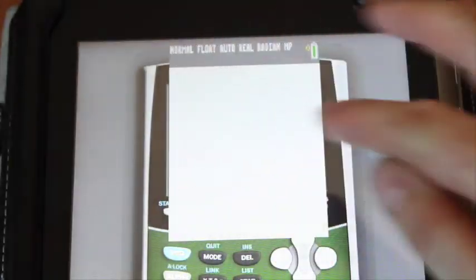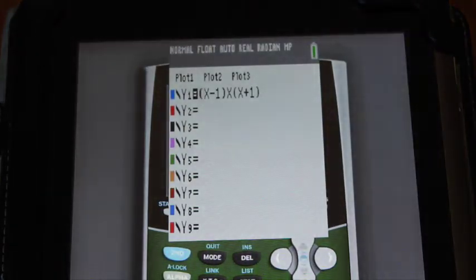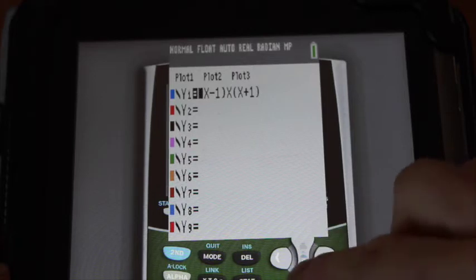So right now, in the calculator, I have entered just a cubic. Now you could put any function you want there, but I put a cubic, x minus 1 times x plus 1, because it's got a little bit more detail that I can see.